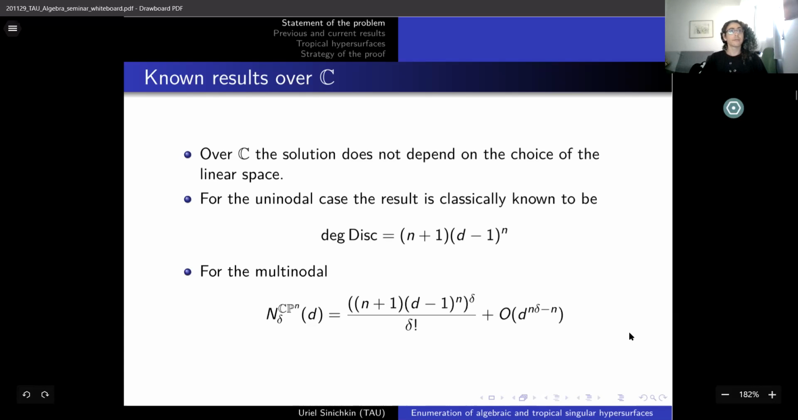Uriel, when you say the result is classically known, you mean that this is the number of hypersurfaces of degree d with at least one singularity? Yes, so the discriminant is a hypersurface inside the space of hypersurfaces, and when you intersect it with a line, you exactly count its degree. Okay, so this is a definition of the degree in a sense. Okay, any other questions?